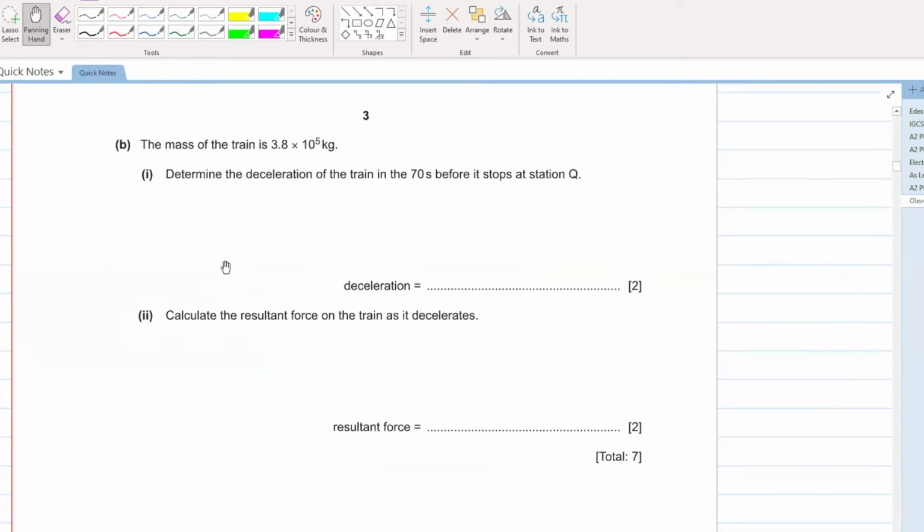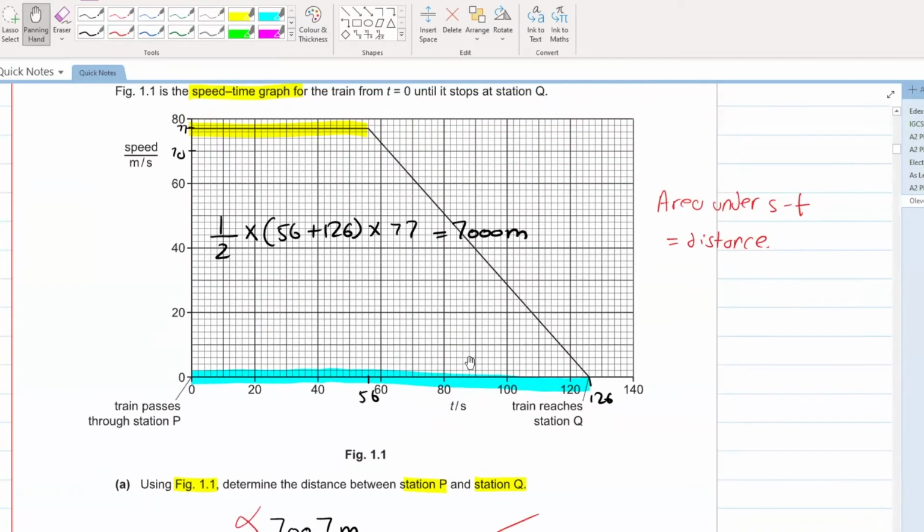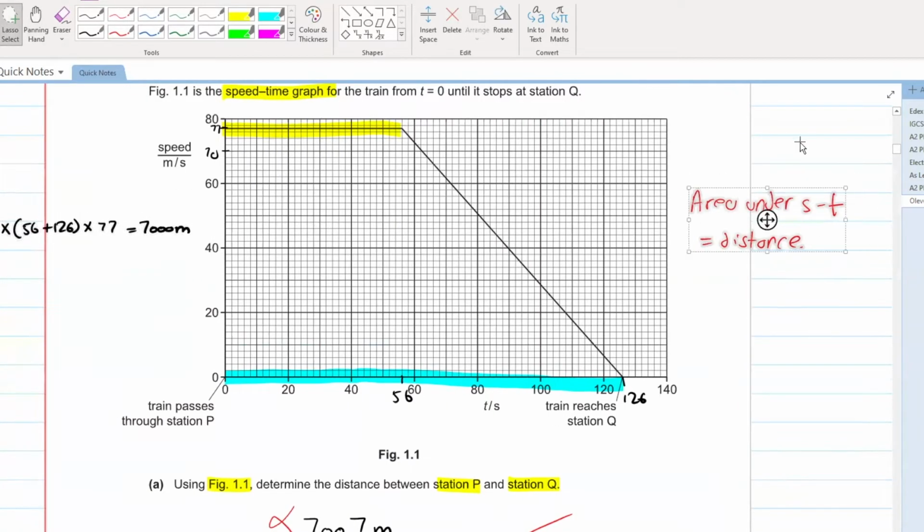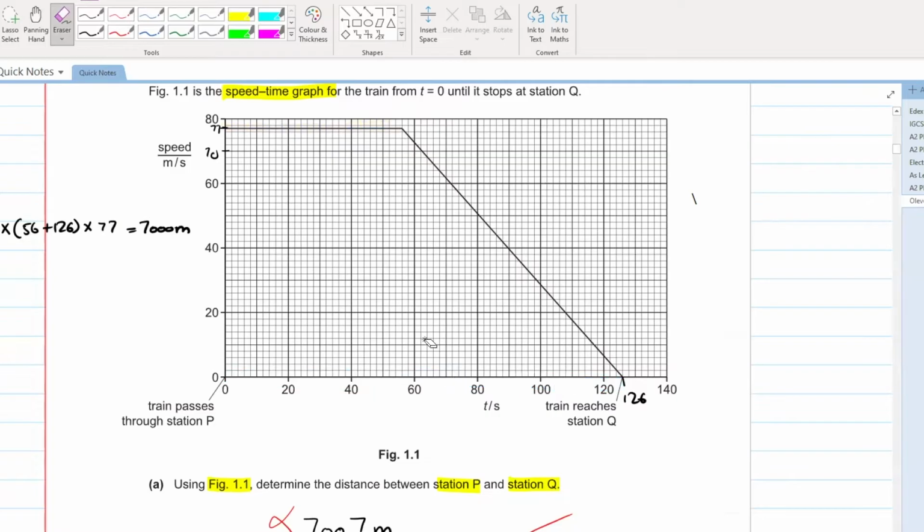The mass of the train is this. Determine the deceleration of the train in the 70 seconds before it stops at station Q. Do you remember a key point? The gradient of the velocity time graph is equal to acceleration or deceleration. So we are going to calculate the deceleration, or gradient, of this portion of the line.